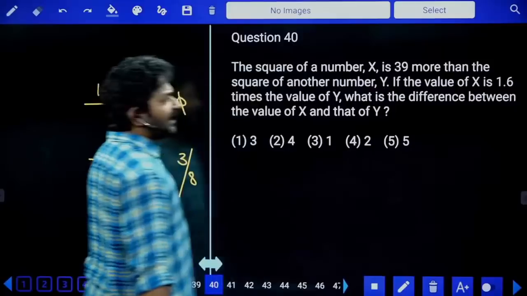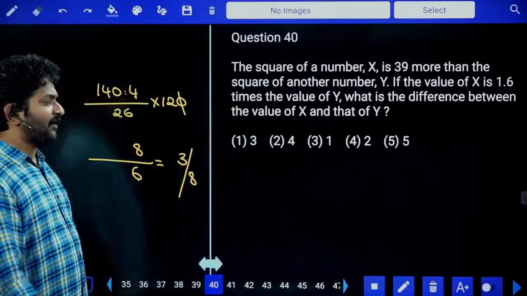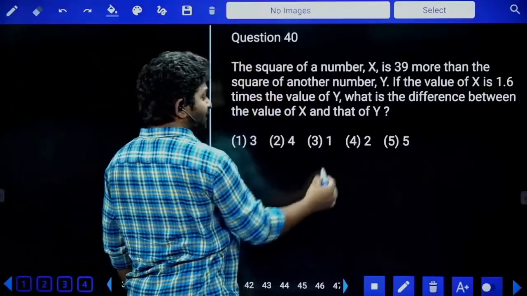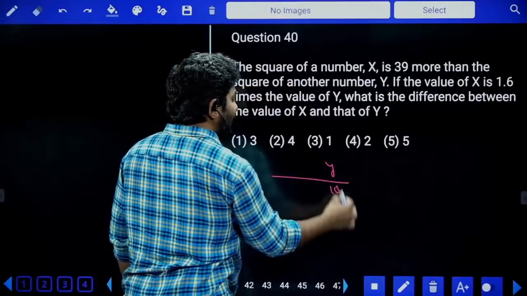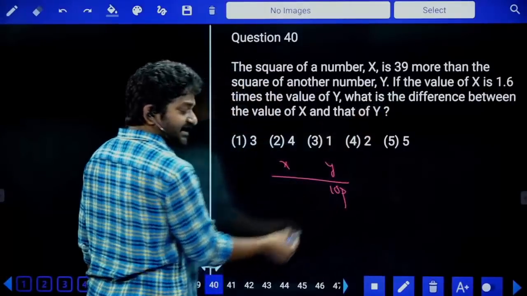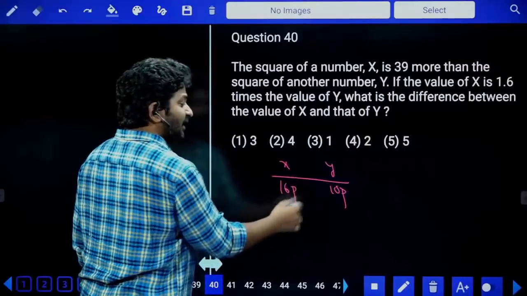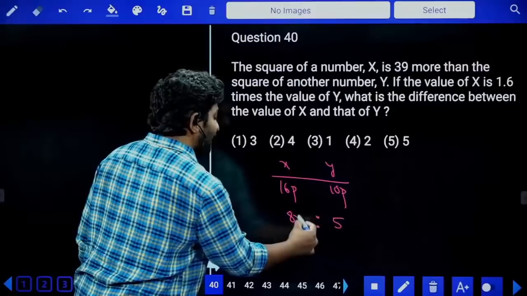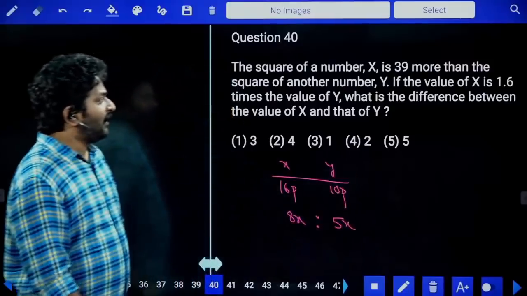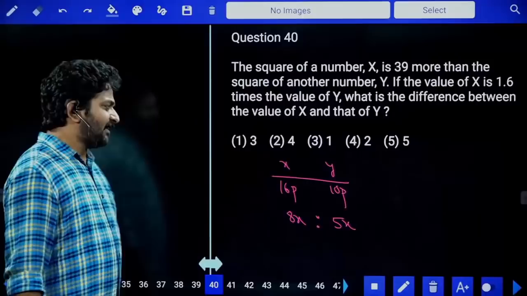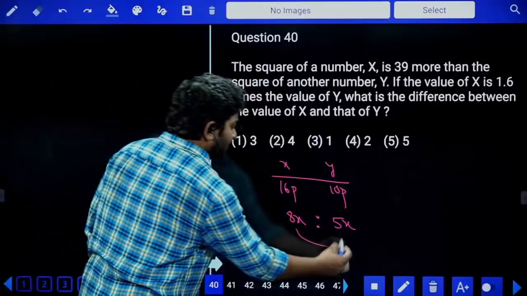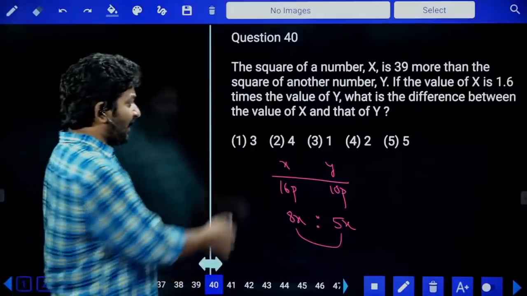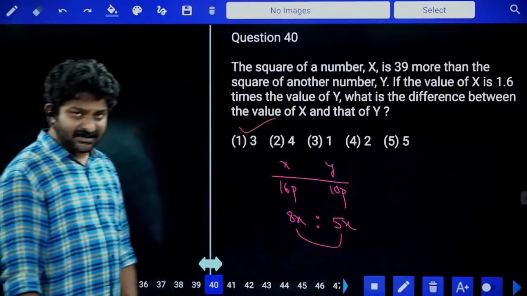The square of the number x is 39 more than the square of another number y. The value of x is 1.6 times y. If y is 10 parts, x is 1.6 times, that means 16 parts. When you go for ratio here, that is 8:5, 8x and 5x. Now what is the difference between x and y? The difference between both numbers is 3 parts or 3x. 3x must be a multiple of 3 and there is only one multiple of 3. Directly you can answer this question.